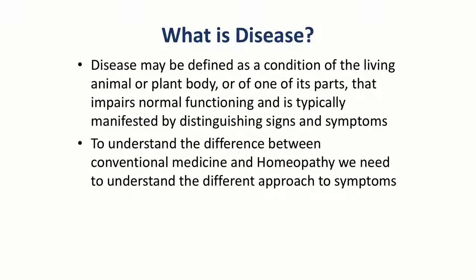What is disease? Disease is defined as a condition of the living animal or plant body or one of its parts that impairs normal functioning and is typically manifested by distinguishing signs and symptoms. We all know that's what disease is really, but to understand the difference between the homeopathic approach and conventional approach, we actually need to understand their different approach to the symptoms that we express when our body is ill.